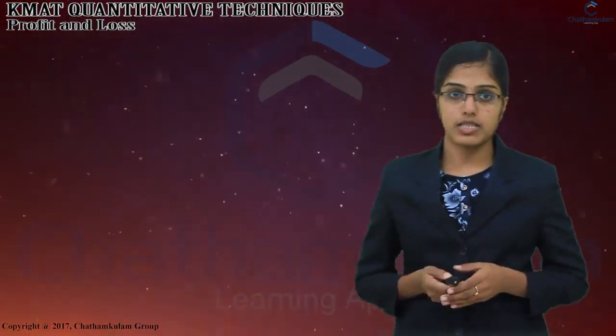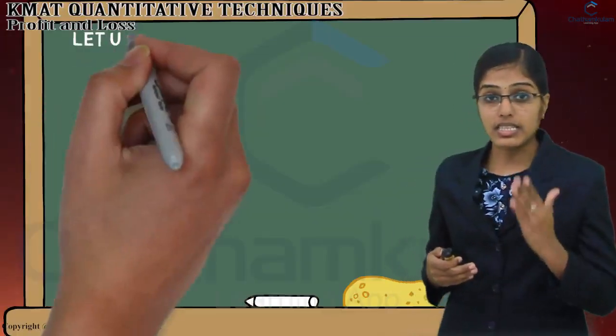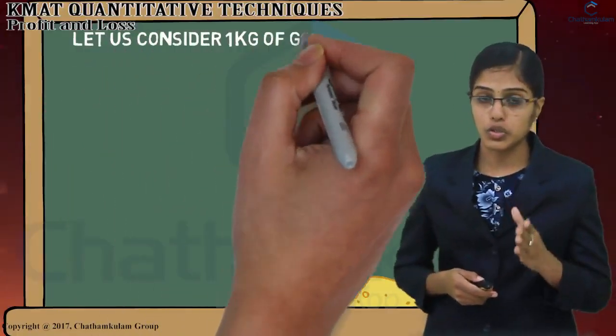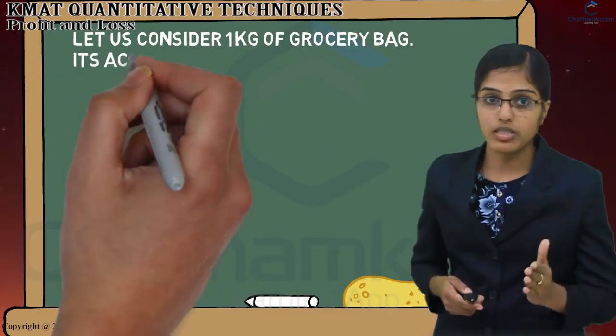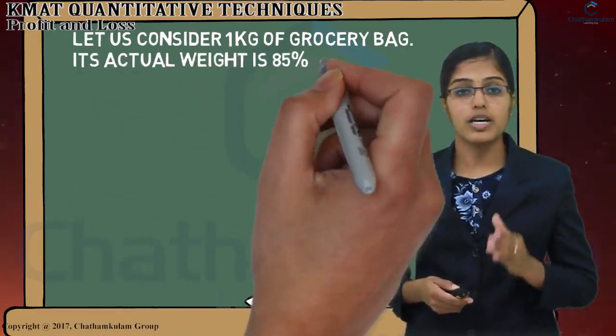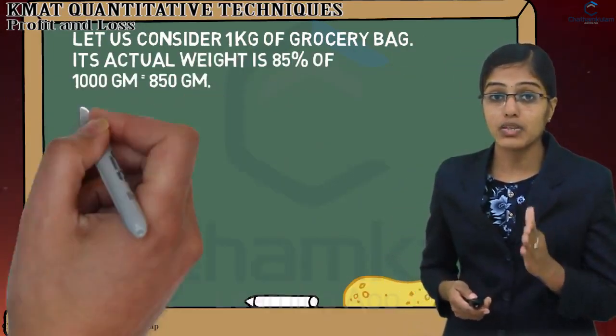Our next question is that a dishonest merchant sells his grocery using weights 15% less than the true weights and makes a profit of 20%. Find his total gain percentage. So here let us consider a 1 kilogram grocery bag. Its actual weight is 85% of 1000 gram, that is 850 gram.